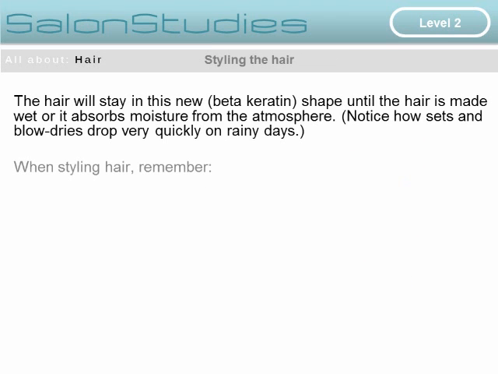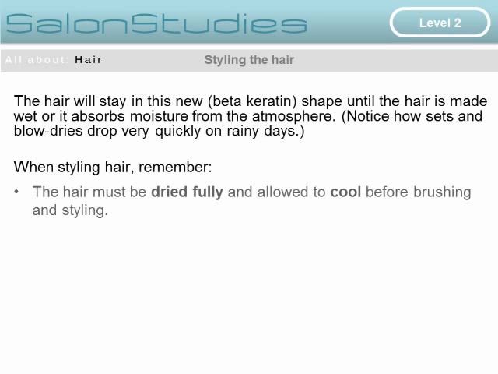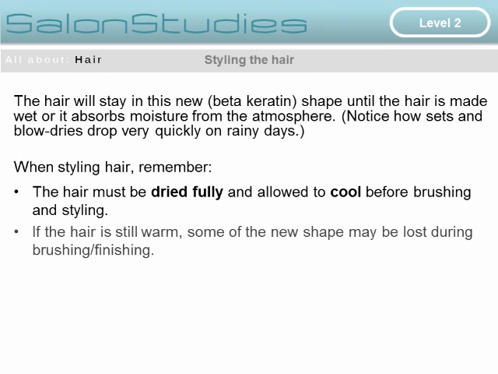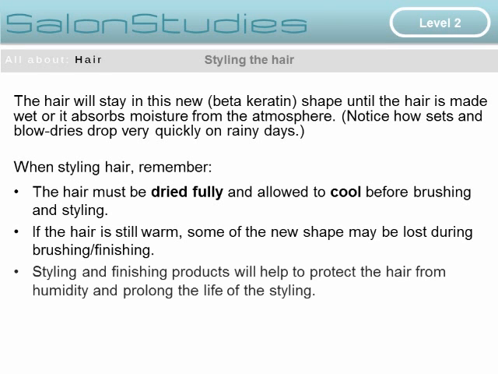Styling the hair. The hair will stay in this new beta keratin shape until the hair is made wet or it absorbs moisture from the atmosphere. Notice how sets and blow dries drop very quickly on rainy days.